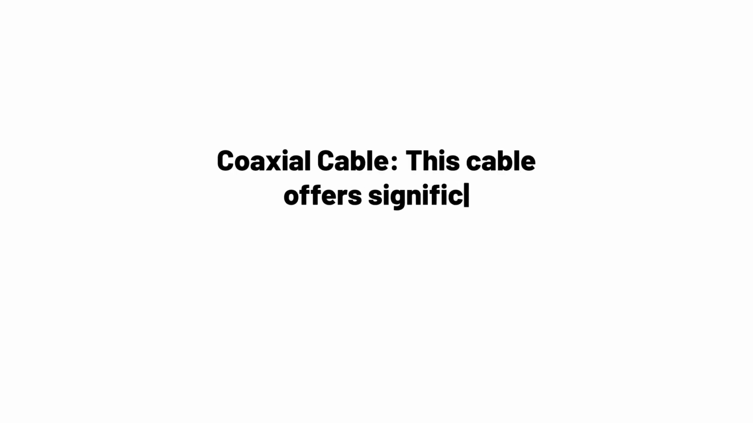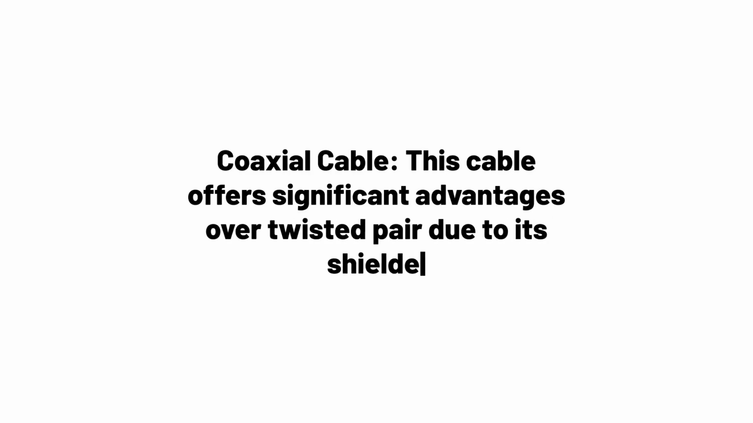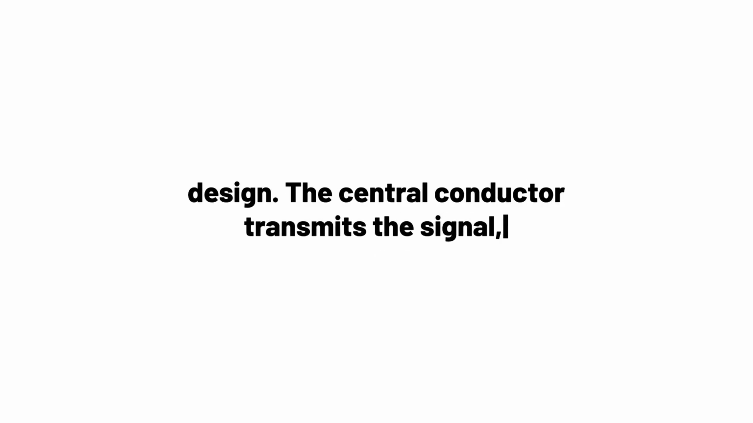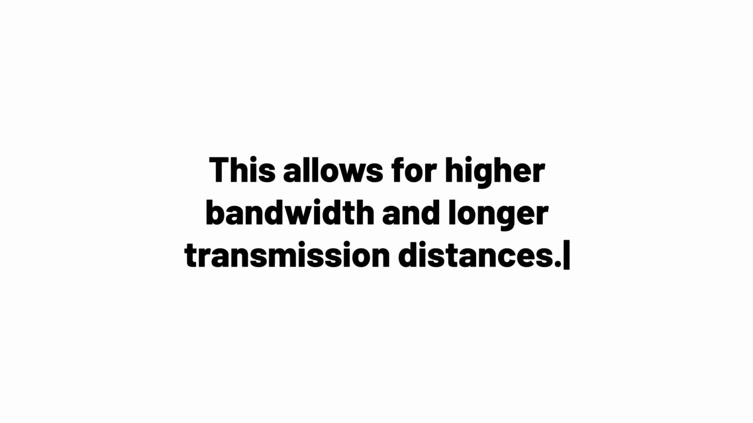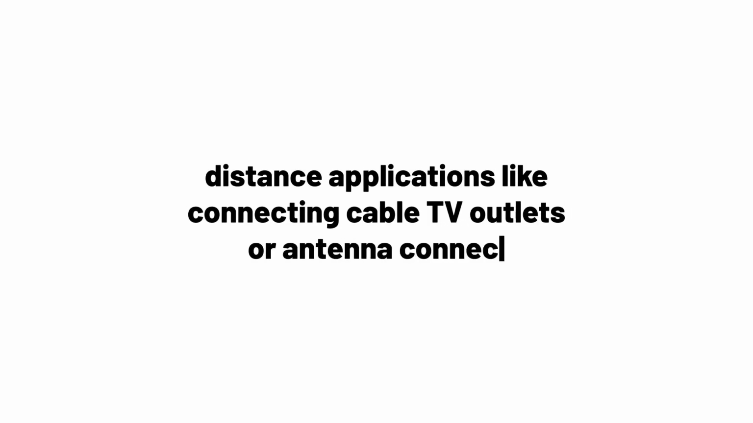Coaxial cable. This cable offers significant advantages over twisted pair due to its shielded design. The central conductor transmits the signal, while the braided shield blocks external interference. This allows for higher bandwidth and longer transmission distances. Here's a breakdown of different types of coaxial cables. RG58, a common type used for short-distance applications like connecting cable TV outlets or antenna connections.